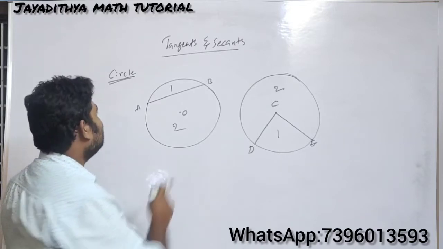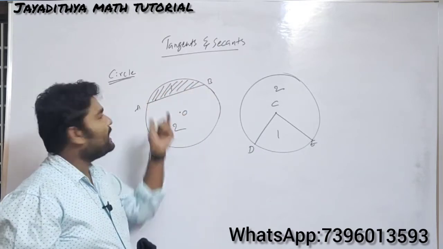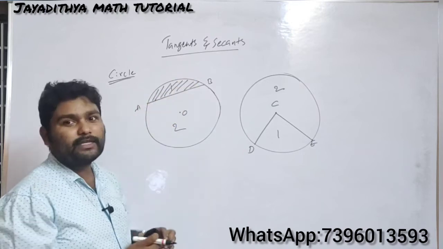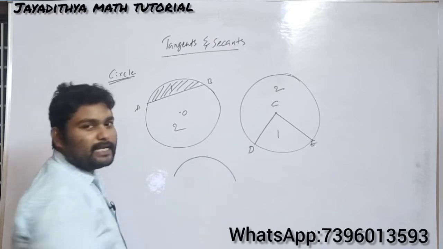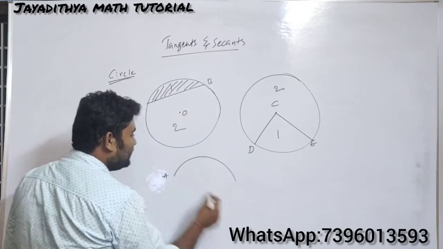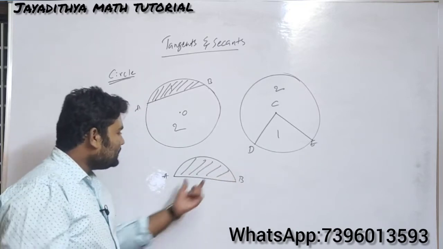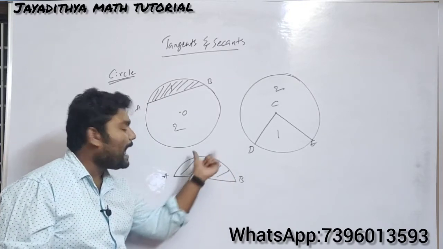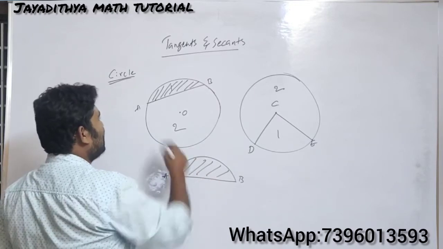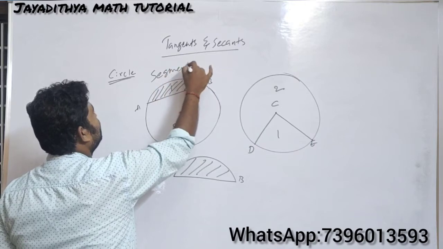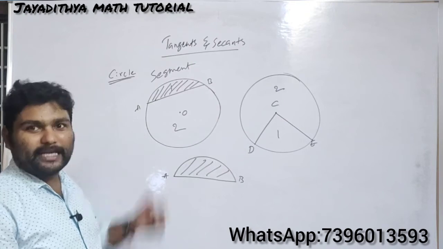The part which I am shading here is the area enclosed by a chord and the arc of the circle. The part of the circle is nothing but arc. So here it is the point A and it is the point B, and you have a chord like this. I have shaded this part. This area enclosed by a chord and arc of the circle is known as a segment. So a chord divides a circle into two parts, and those two parts are known as segments here.